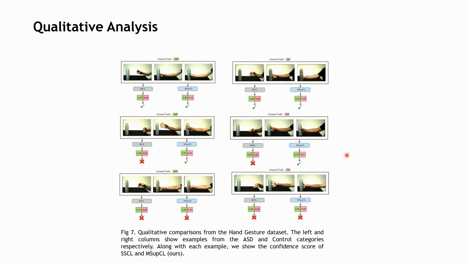Qualitative analysis. The first row exhibits instances classified correctly by both the models. The middle row displays cases where MSoupCL correctly classified while SSCL misclassified. In the last row, the sample is misclassified by both the methods. When MSoupCL predicts correctly, it has a higher confidence score and a low confidence score for incorrect prediction. However, SSCL has a low confidence score in correct prediction while a higher confidence in the misclassification. Overall, this analysis shows superiority of our method.